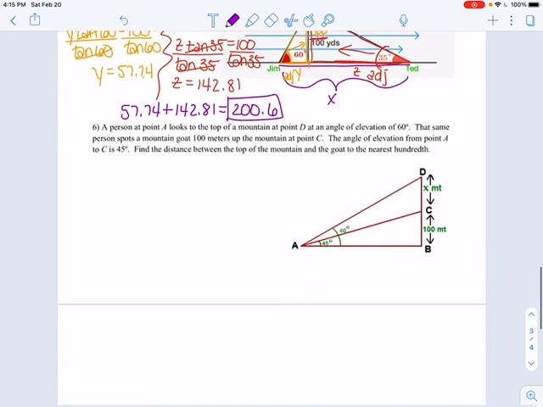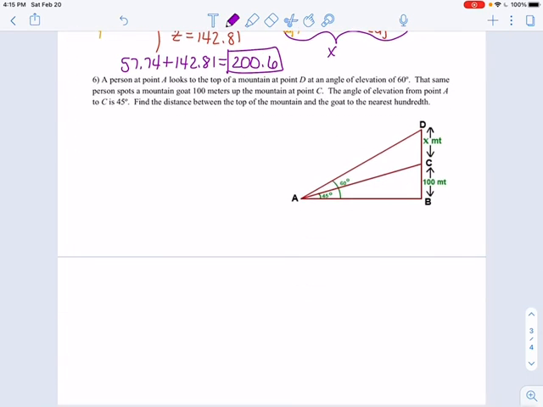And our last question. A person at point A looks to the top of a mountain at point D at an angle of elevation of 60 degrees. That same person spots a mountain goat 100 meters up the mountain at point C. The angle of elevation from point A to point C is 45 degrees. Find the distance between the top of the mountain and the goat to the nearest hundredth.